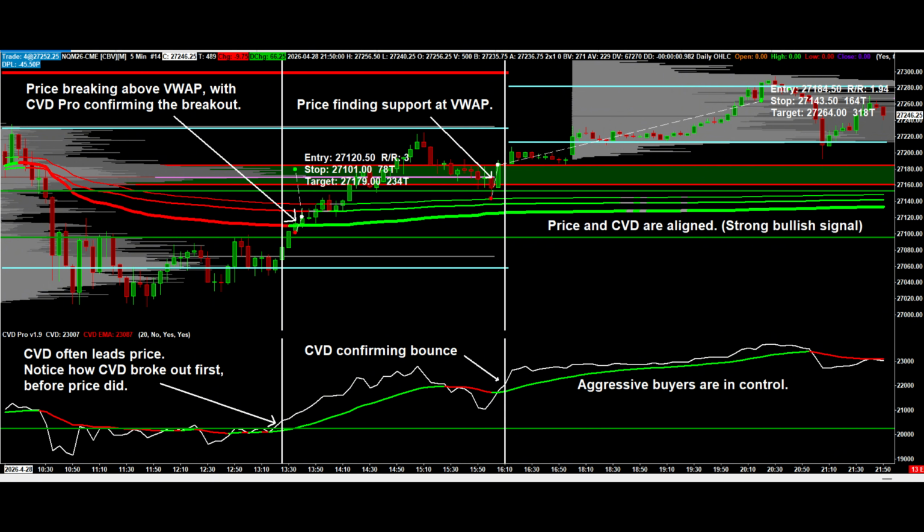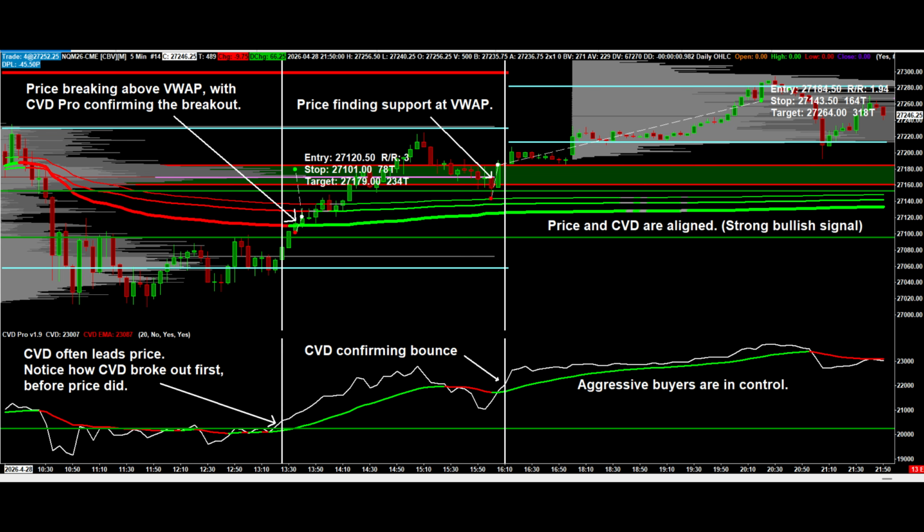Why these two studies work together. The market is an auction. Price rotates around value until value begins to migrate. When value migrates higher, the auction is showing that buyers are accepting higher prices. When value migrates lower, the auction is showing that sellers are accepting lower prices.